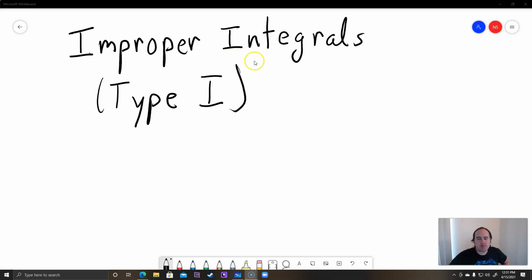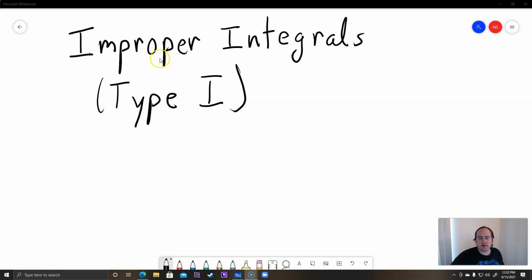An improper integral is an integral that involves infinity as one or both of the limits of integration, and they're going to be definite integrals. So definite integrals involving infinity are improper integrals. And in this video we're going to be focusing on type 1 integrals.